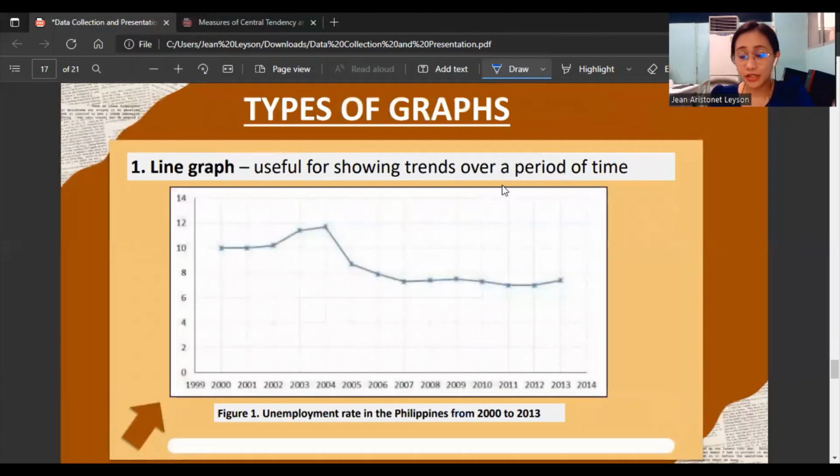So here we have examples. Line graph. This is useful for showing trends over a period of time. This is the unemployment rate in the Philippines from 2003 to 2013. So notice the trend as shown by the line graph.